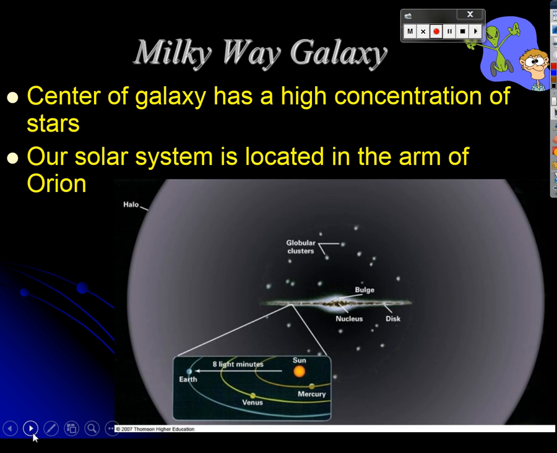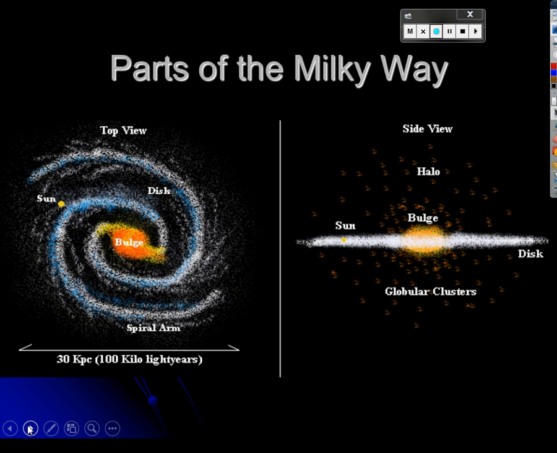Okay, the Milky Way galaxy. The center of our galaxy has a high concentration of stars, and our solar system is located in the arm of Orion. It's actually all the way over here in this area. And you need what is in yellow, please. Here are some parts of the Milky Way. If you could draw a picture and label the one here on the right, the side view of our galaxy, this is the one you'll be tested on.